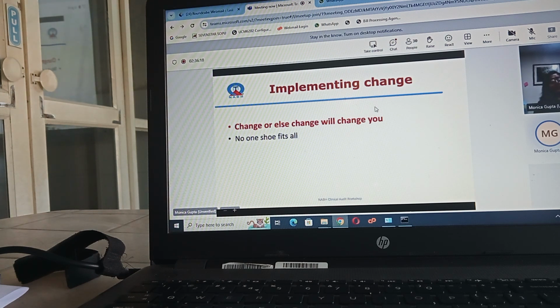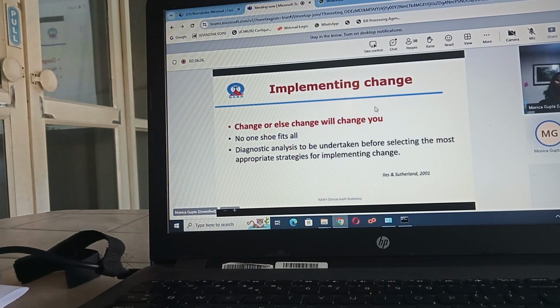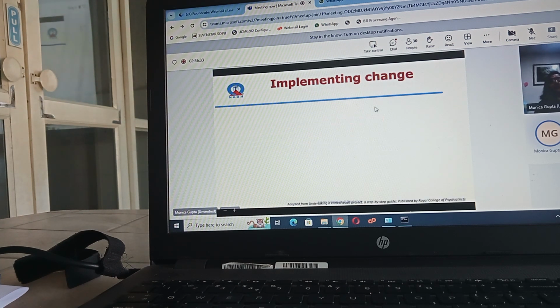No point reading up what somebody in the UK did and the US did. See whether you can do it in your setting. If not, you have to find your own place. Right? Diagnostic analysis should be undertaken before selecting the most appropriate strategies for implementing change.